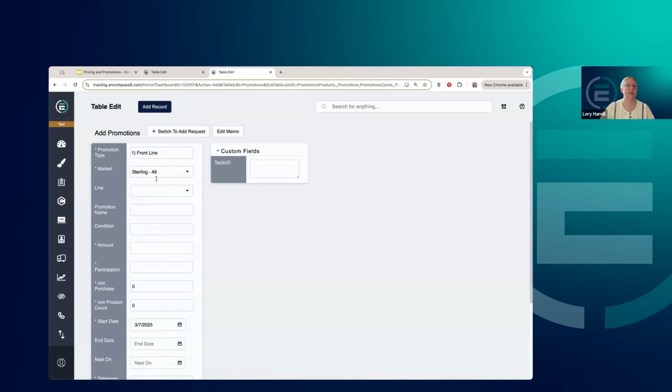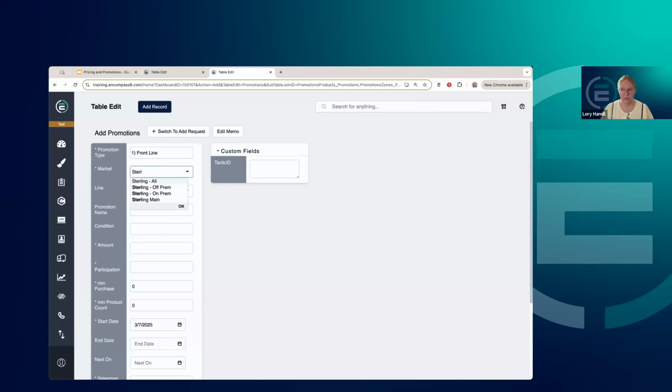The next field down here is the market. Because I had come from the market, it auto-filled that for me, which is really helpful. I've really already got it set to Sterling All. There are other options here that I've got set up for markets. So if I search for those again, I have an off-prem, an on-prem, and a main.